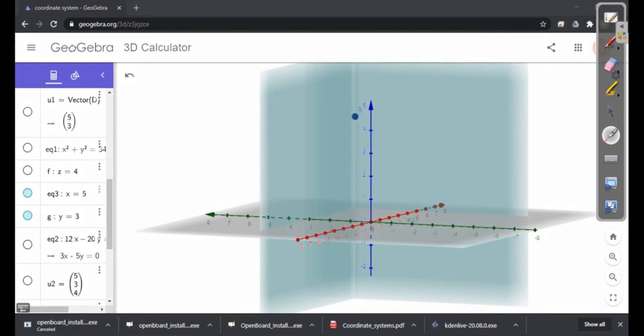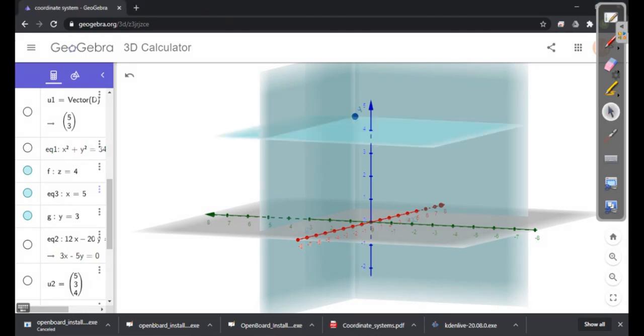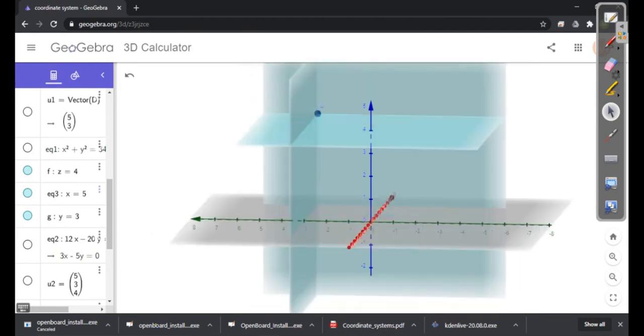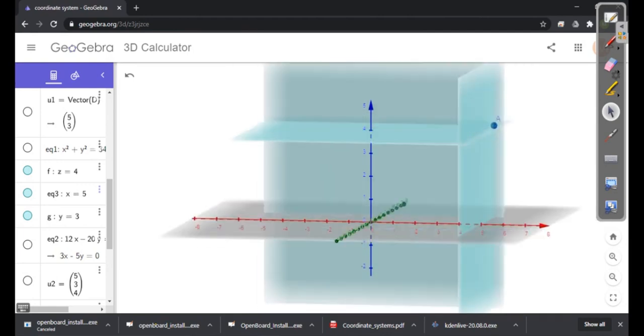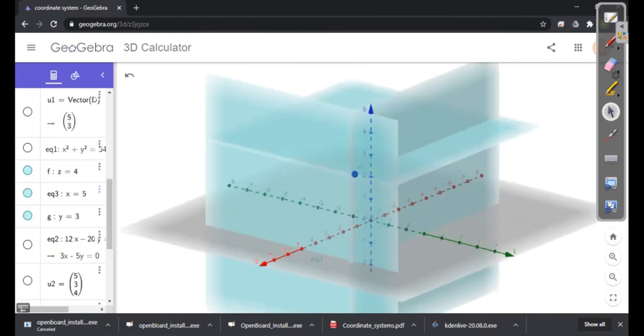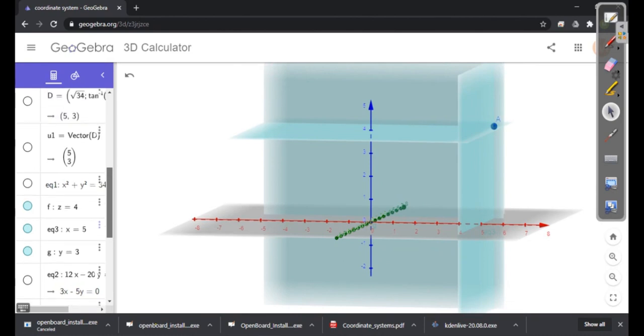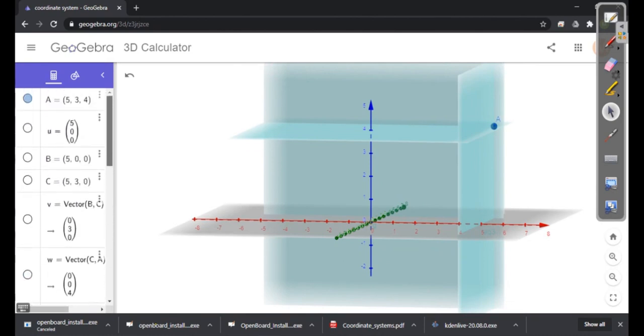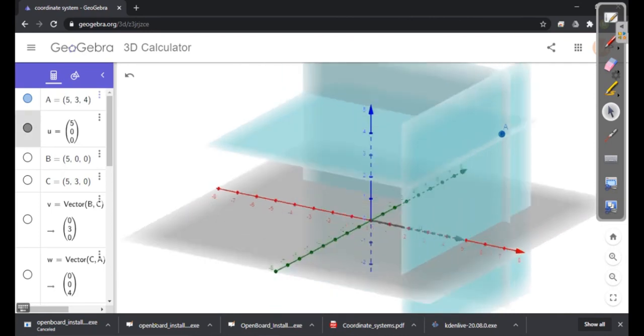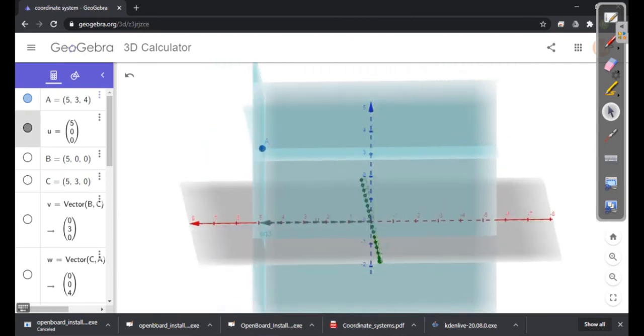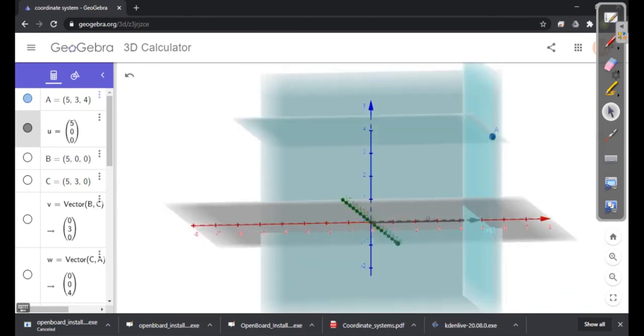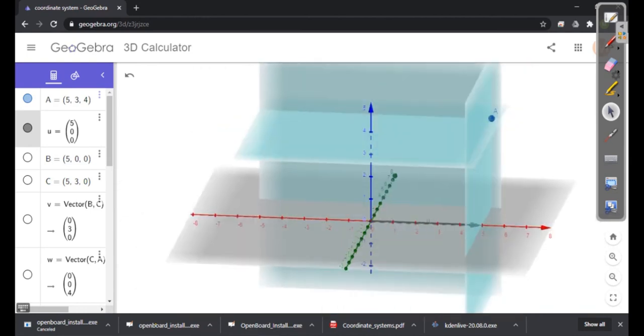Now I want the third quantity also, that is z equal to 4. So if I put z equal to 4, the 3 planes intersect at A. So this is the point. In order to reach A, I have to move along the x-axis up to 5 units, as you can see here. Moving up to 5 units, I will reach this point.